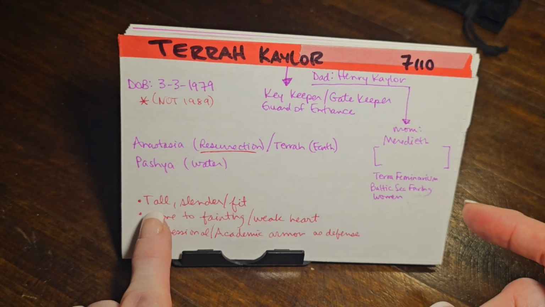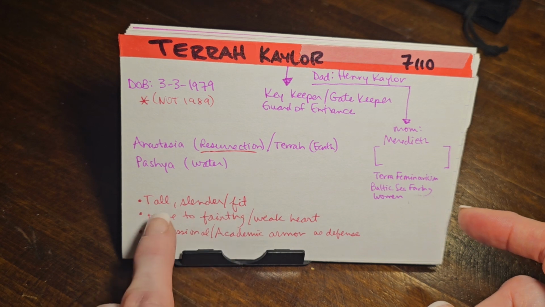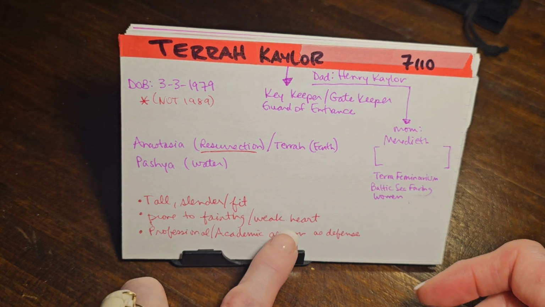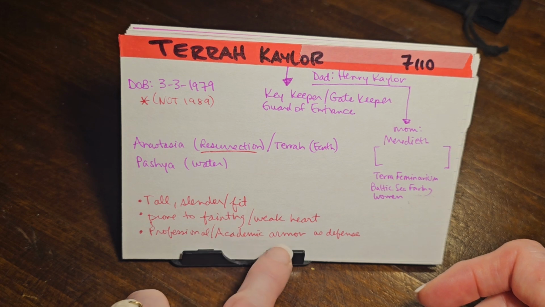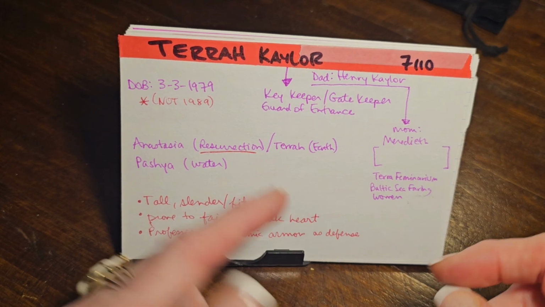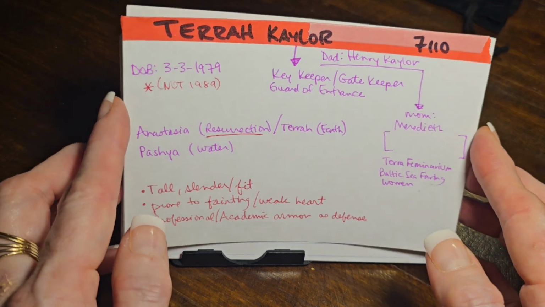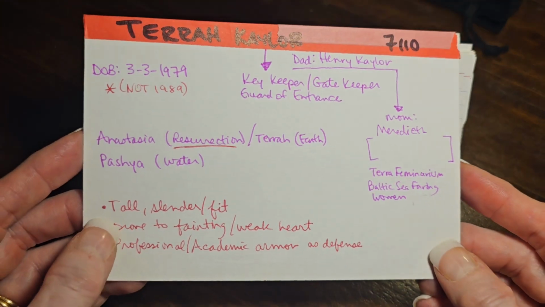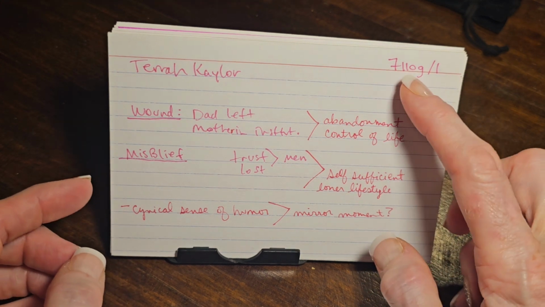I've got a little note about what she looks like. She's tall and slender and fit. She's prone to fainting and perhaps a weak heart. She uses her professional or academic armor as a defense. So, are you already getting a picture of this gal in your head? That's how you start to sketch out what she looks like for you, as well as what you want to show your readers.